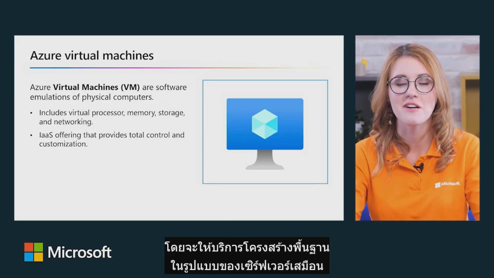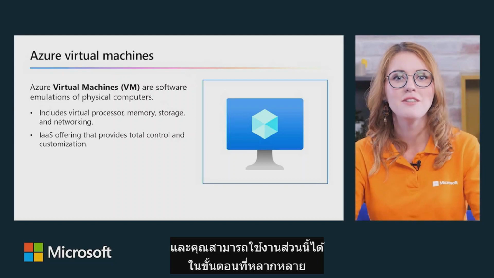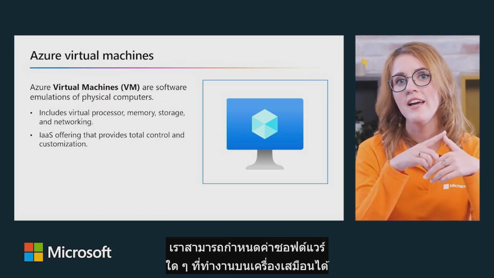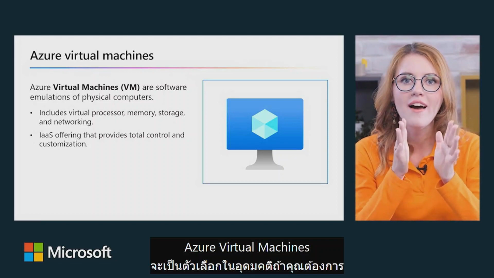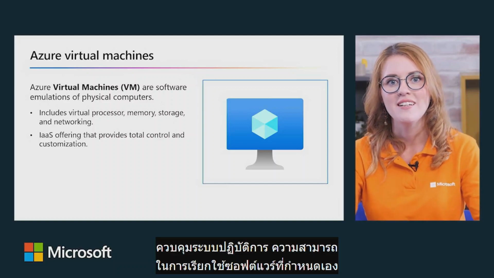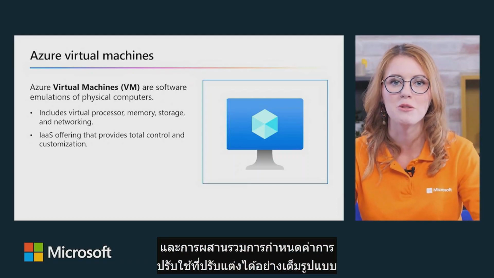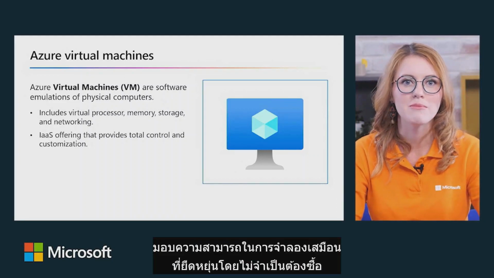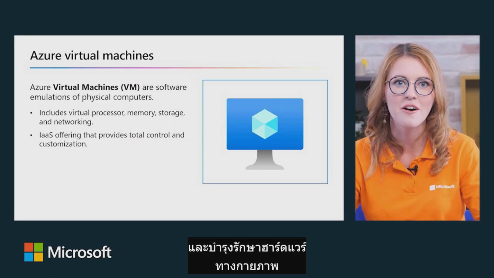They provide infrastructure as a service in the form of virtualized servers, and you can use them in various ways. Just like on a physical computer, you can configure any software running on a virtual machine. Azure Virtual Machines are an ideal choice if you need full control over the operating system, the ability to run custom software, and the integration of customizable deployment configuration.